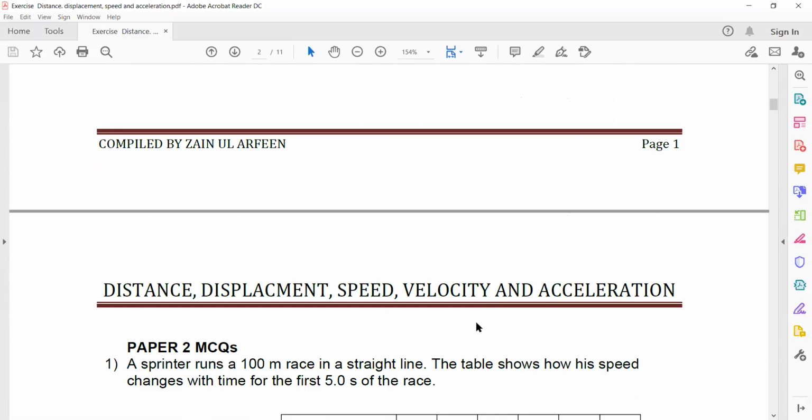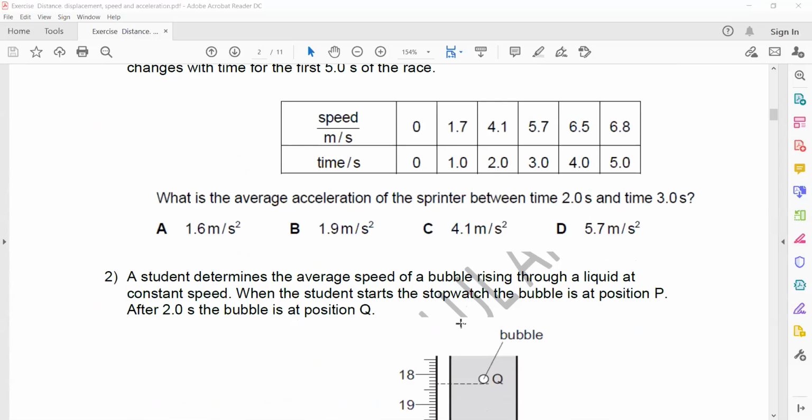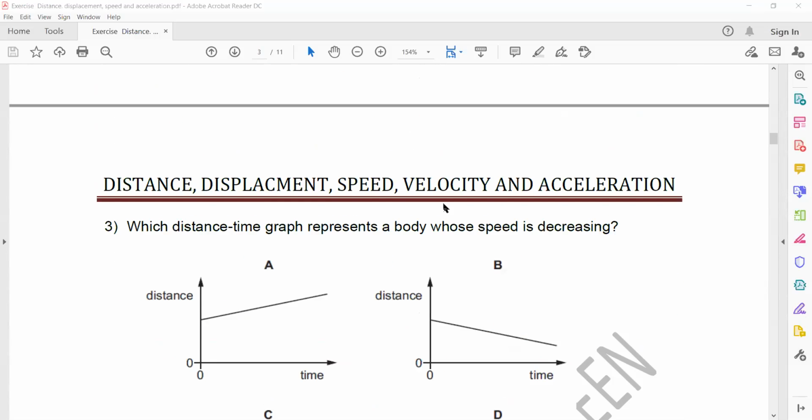In MCQs, any one of you having a doubt in MCQs can mention the question number first. Any doubt in MCQs? Question 9, page 5.